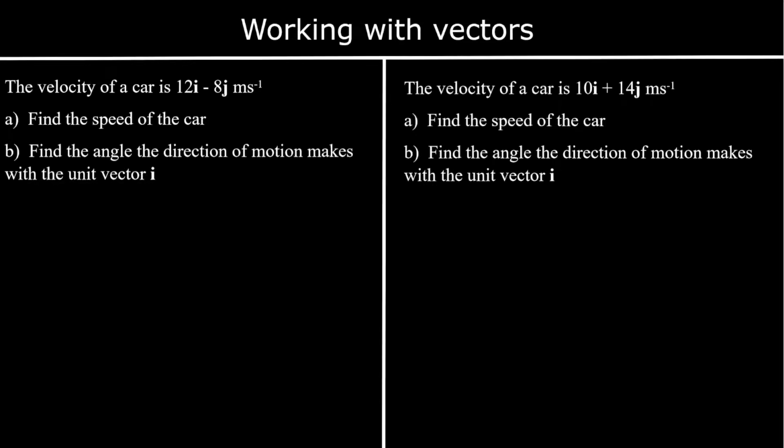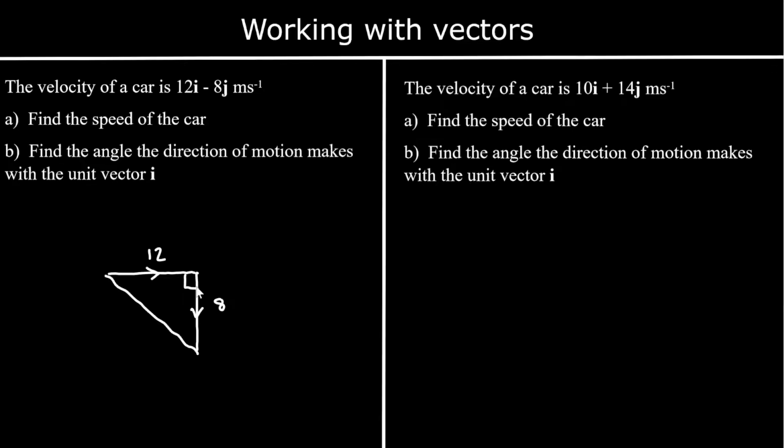Here we have a question. The velocity of a car is 12i minus 8j meters per second. So it's velocity because it's got a magnitude and a direction. So it's got a size, and we know the direction it's going in from these i's and j's. It's going 12i every second, so 12 along the x-axis, minus 8j, so 8 down the y. So every second it's going along 12, down 8.